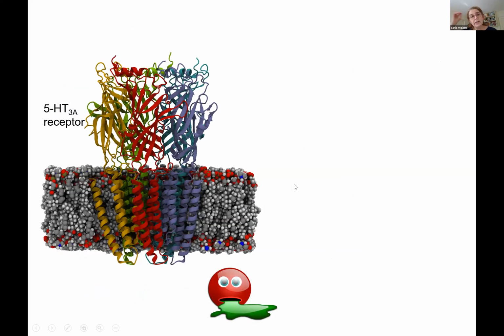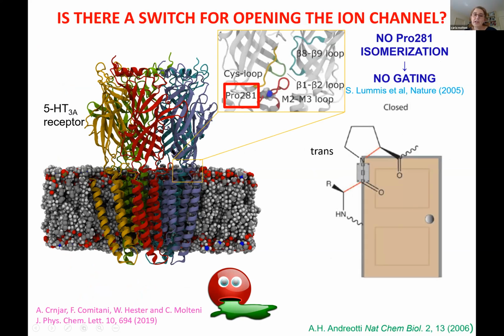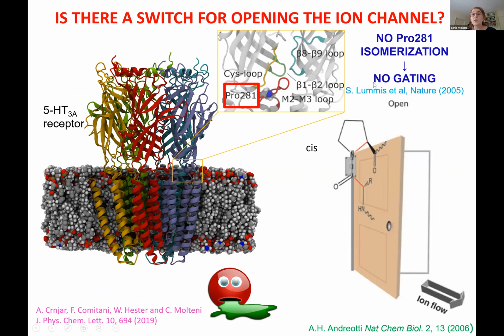We look at other issues and other problems. This is another receptor that is related to the vomiting center and binds serotonin. And we were interested in a potential molecular switch at the interface between the extracellular and the transmembrane domain that has been identified experimentally and consists in a proline that can isomerize from trans to cis. If this does not happen, or cannot happen, and this was tested through mutation, then the ions would not flow. And so the system would not function.